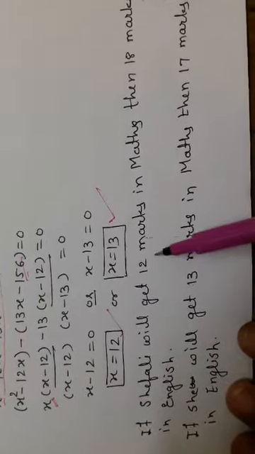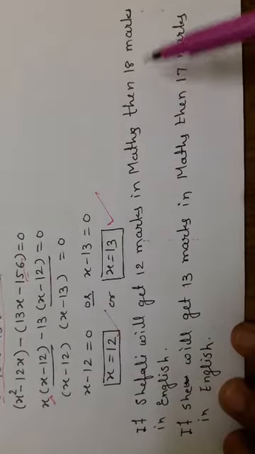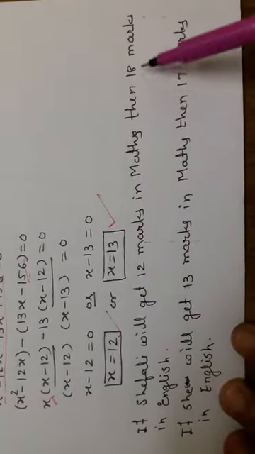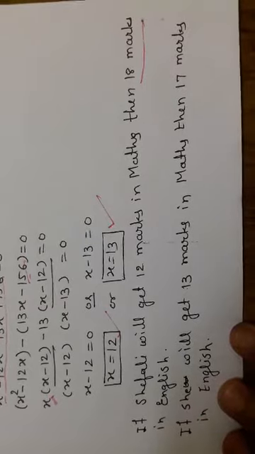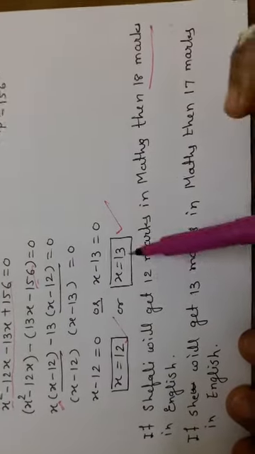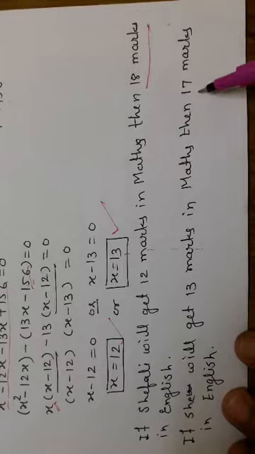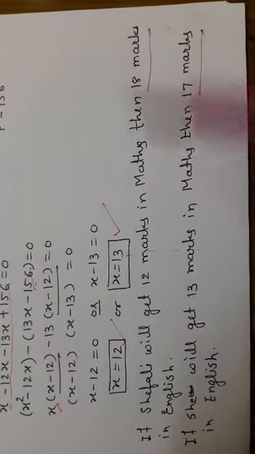If Shefali gets 12 marks in maths, then obviously 30 minus 12 means 18 marks in English. Or if she gets 13 marks in maths, then 17 marks in English.